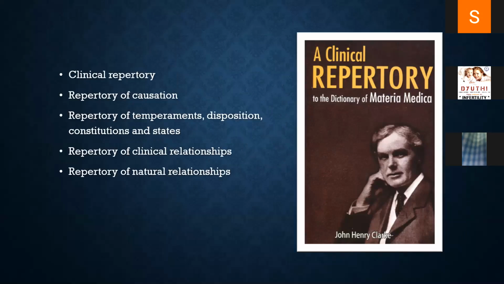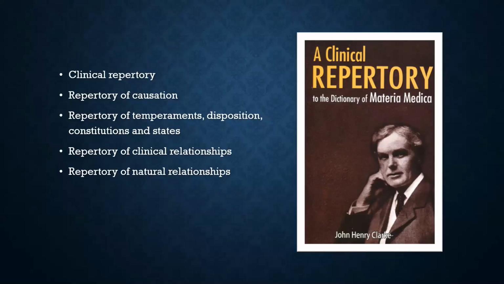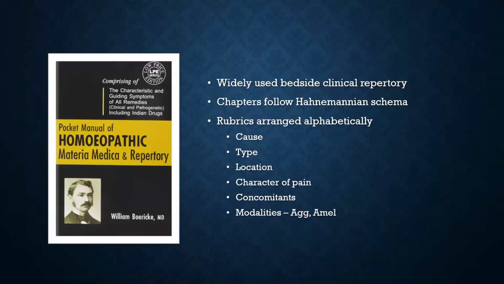We have clinical repertory by Clarke. Now, this particular repertory, you can find all these sections like clinical repertory as such, in which you'll find a lot of diagnostic conditions, then repertory of causation, then repertory of temperaments, dispositions, constitutions, and states, then repertory of clinical relationships, and repertory of natural relationships. So all these you can find in our Clarke's repertory.